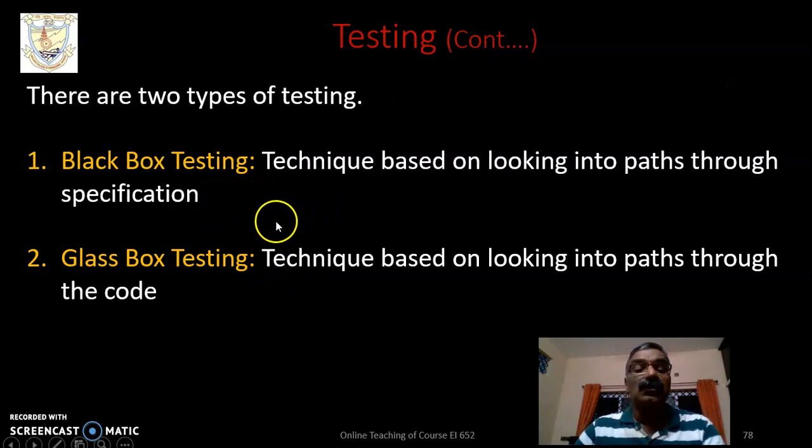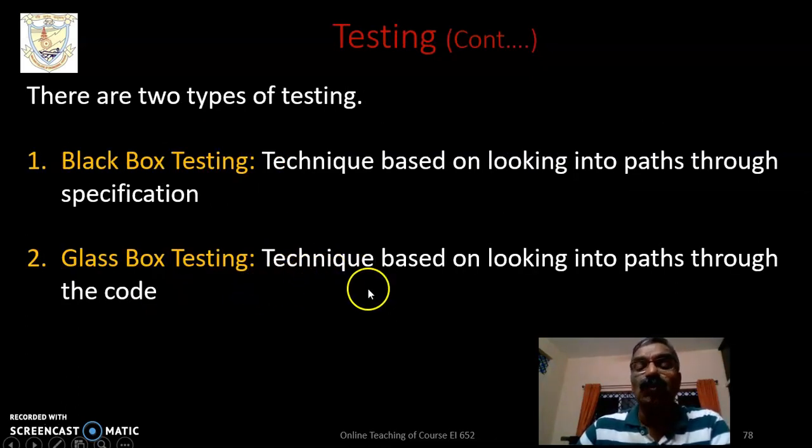Let us go to the next one. It is a classification of testing. Normally, testing is classified into two types. First one is called black box testing and second one is called glass box testing. What is black box testing? It is a technique based on looking into paths through the specification. Glass box testing is a technique based on looking into paths through the code. Let me elaborate. Black box testing is one where we do not run the program.